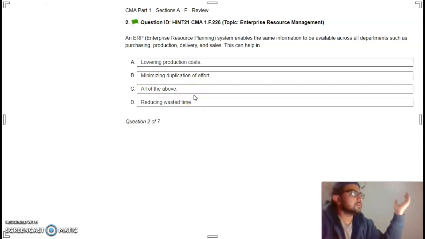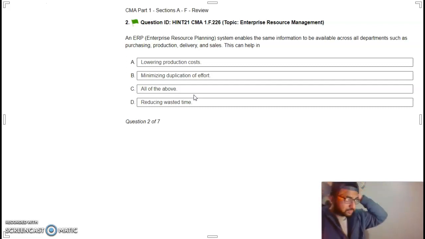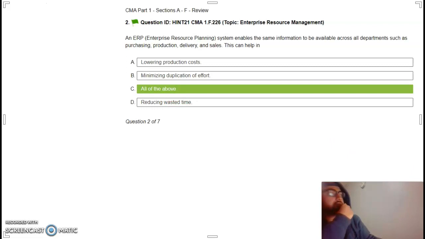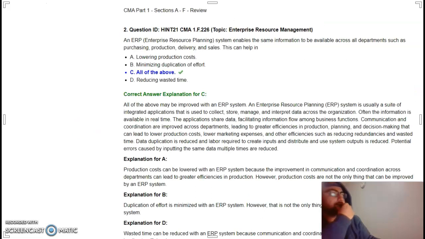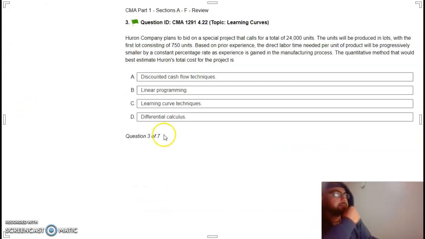An ERP system is software for a lot of different departments. It enables the same information to be available across all departments such as purchasing, production, delivery, and sales. This can help in lowering production cost, minimizing duplication of effort, and reducing wastage time. I think it's all of the above because it does help with all of them. That's the answer. Perfect. That's kind of self-explanatory, so you don't have to explain that.